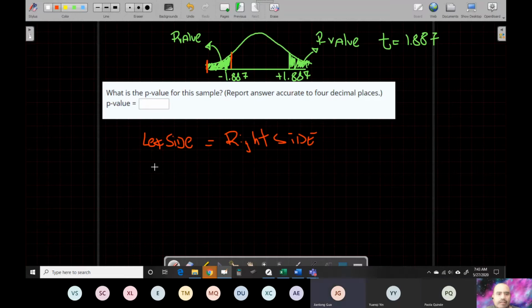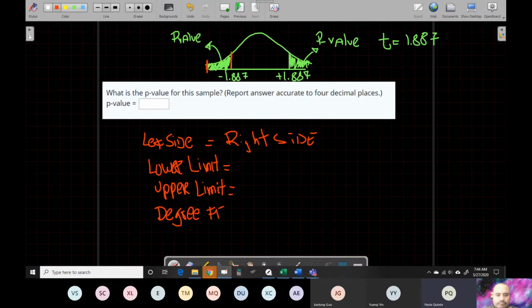But it's easy for calculators to find the left side because this is the beginning. So what is the calculator going to ask me? The calculator is going to ask me what is the lower limit. In other words, where does your area begin? Also, it's going to ask me for the upper limit. In other words, where does the area end? And it's probably going to ask me for the degree of freedom. Now, I don't know, I'm going to write it there just in case, and then we'll see what other questions they ask me.